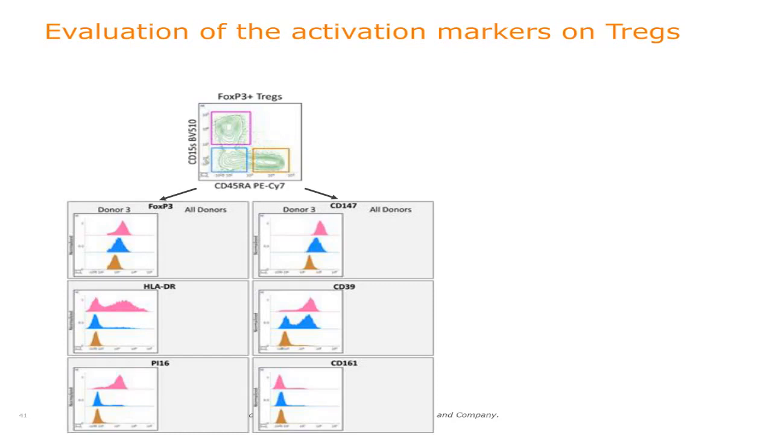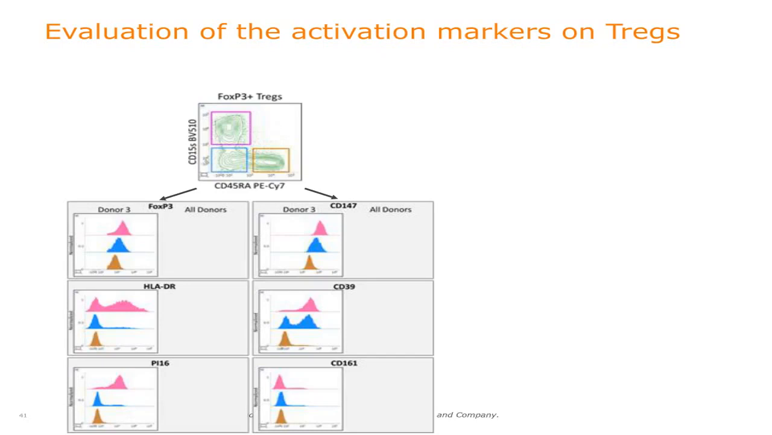So here we have one donor where we're looking at the expression of FOXP3 in the upper left-hand corner, and you can see that there are different levels of expression of FOXP3 even within these 3 subsets that we're looking at from the 45RA versus 15S gate. There are also significant differences in HLA-DR expression. PI16 and CD147 are positive for all 3 subsets with varying levels of expression. And interestingly, it kind of looks like the expression of FOXP3, similarly, as well as CD39 and CD161.